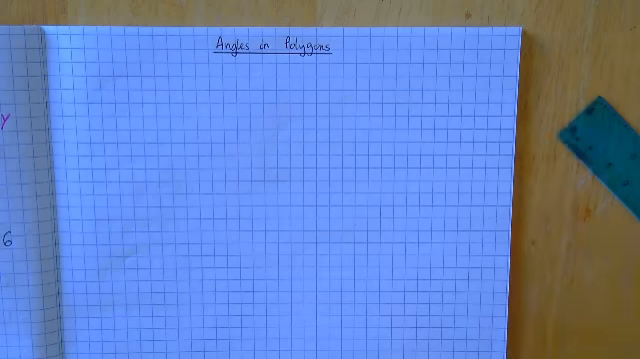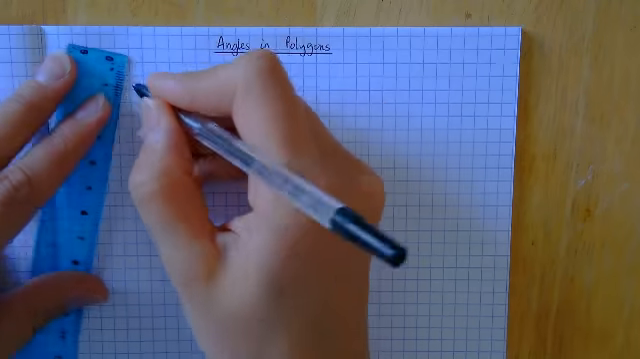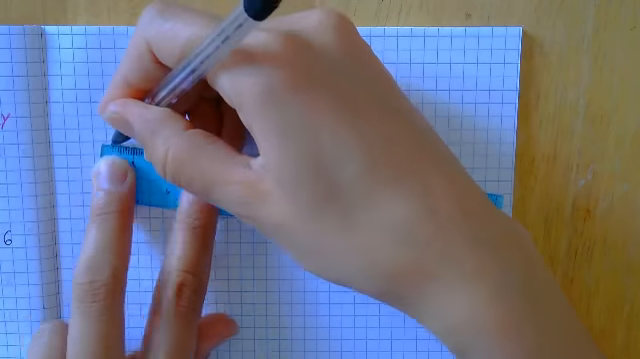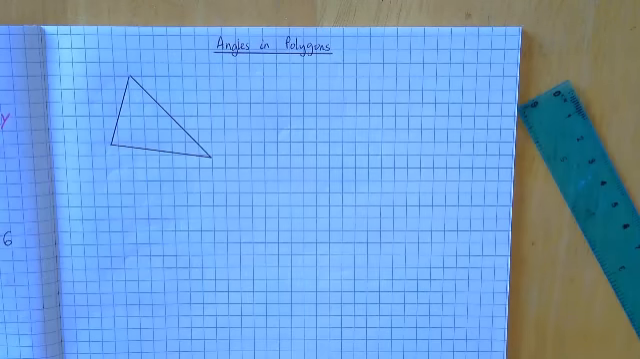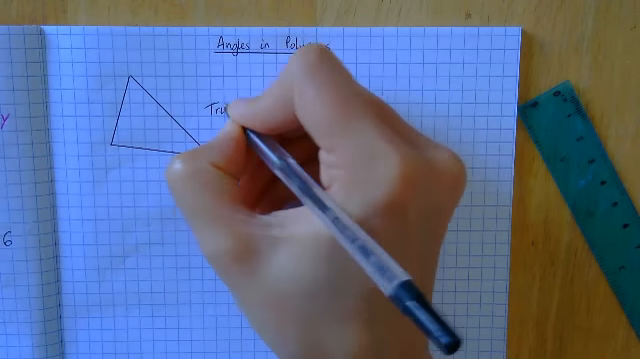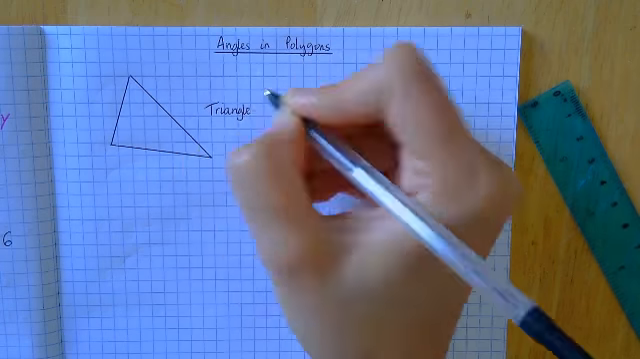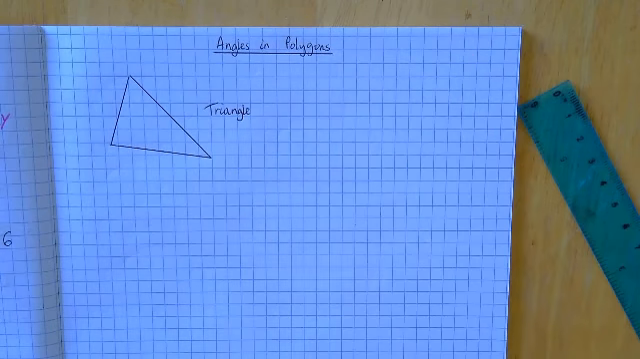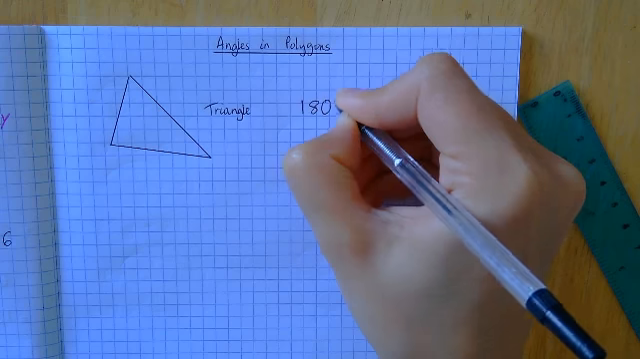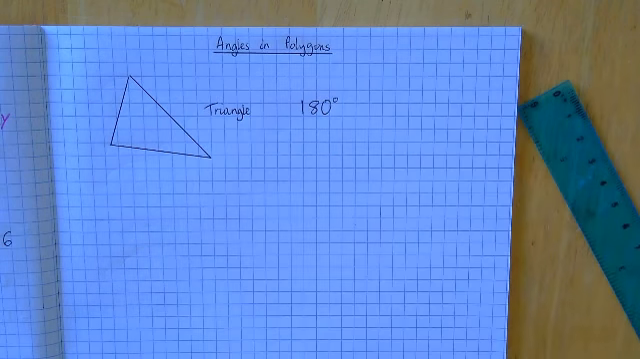So let's start with a couple of shapes that we're happy with. Draw yourself any triangle you like. What have I ended up with? Probably a scalene, I think. All the sides are different lengths. So let's label our triangle, and hopefully you could tell me very quickly what angles in a triangle add up to. Hopefully you could tell me that a triangle adds up to 180 degrees.